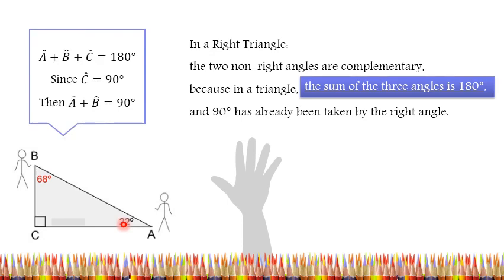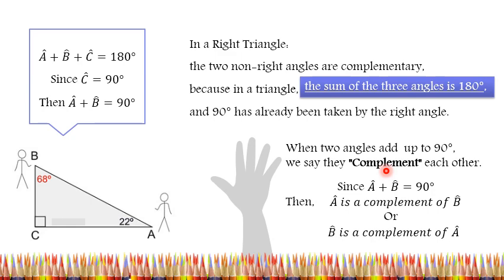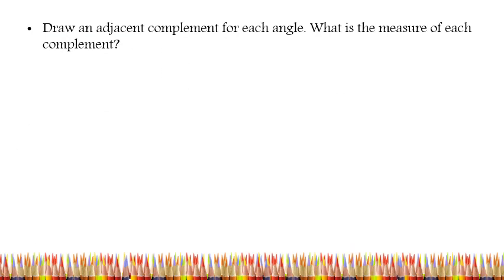A plus B plus C equals 180, C equals 90, then A plus B equals 180 minus 90, which is 90 degrees. Since together they form 90 degrees, we can say that these two angles complement each other. Complement means that they are complementary. They form 90 degrees. So I can say that A is the complement of B and B is the complement of A.